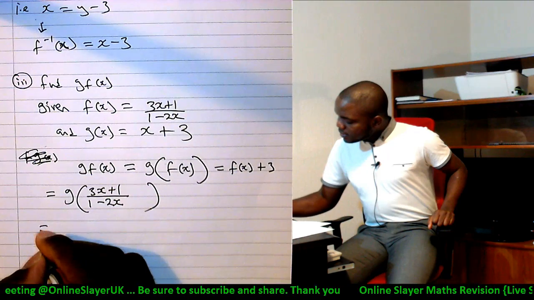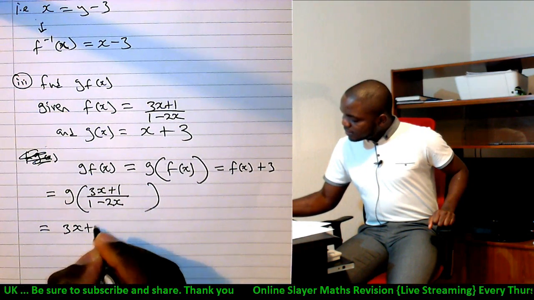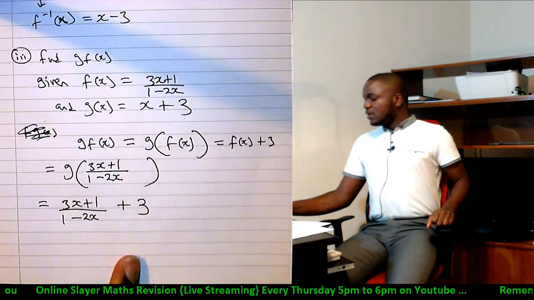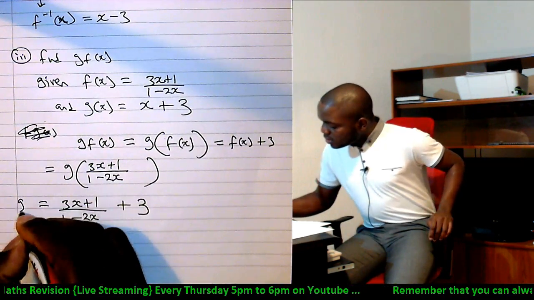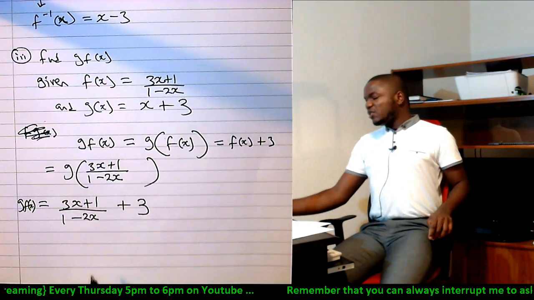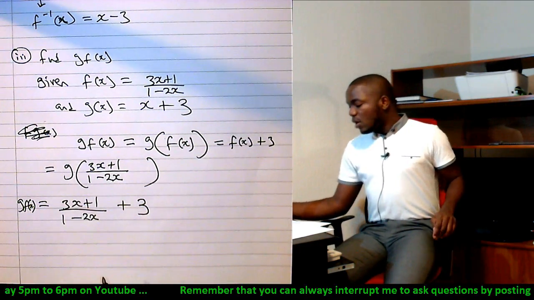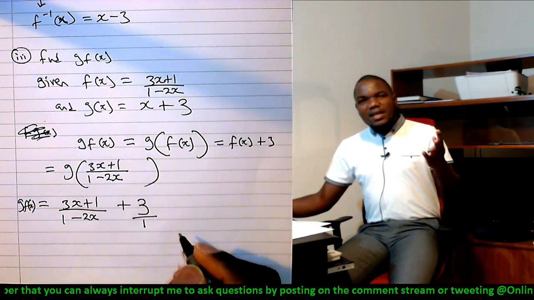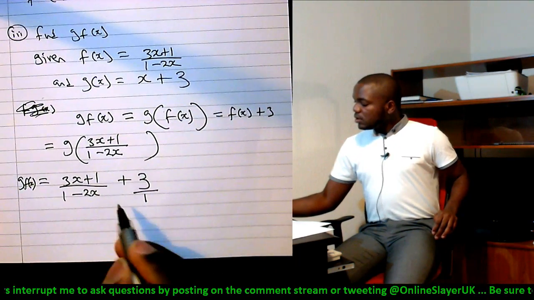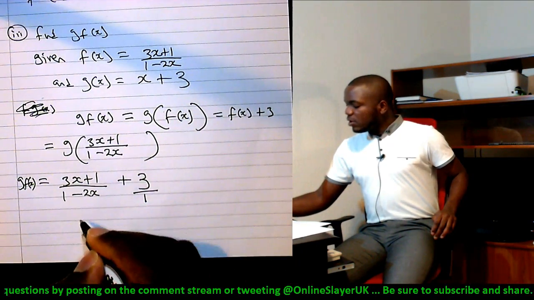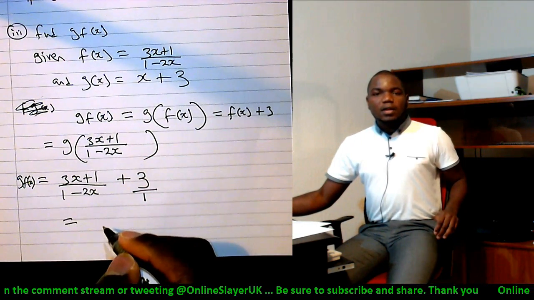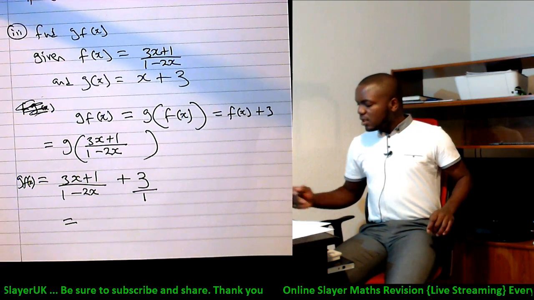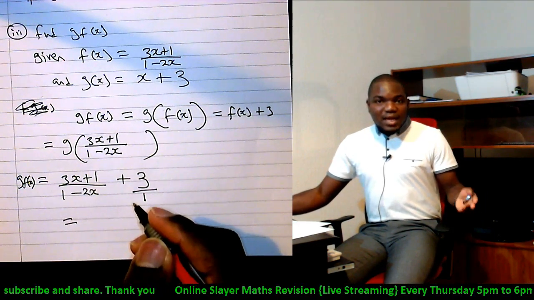So this is equal to f of x, which is 3x plus 1 over 1 minus 2x plus a big 3. Now, that's my answer to gf of x. But I'm not sure this is simplified enough. So in order to do this further simplification, you might want to convert this to just one fraction. Some people like to call what I'm about to do the skull and bone process of multiplication. But I'm just going to call it the normal LCM thing.